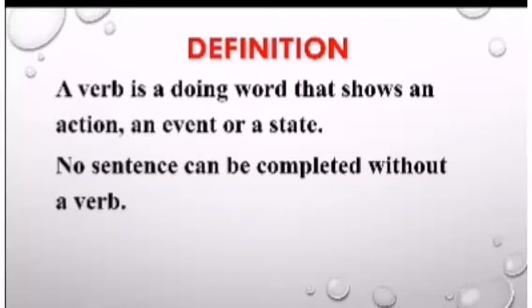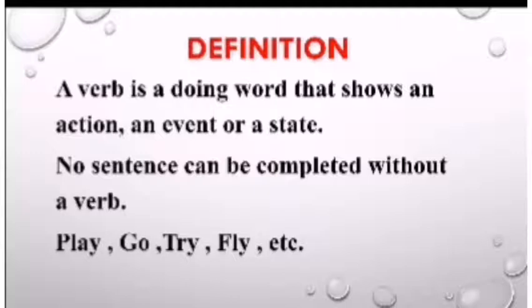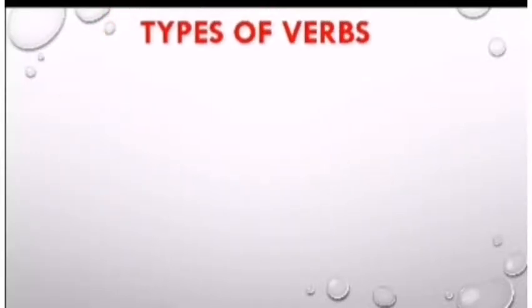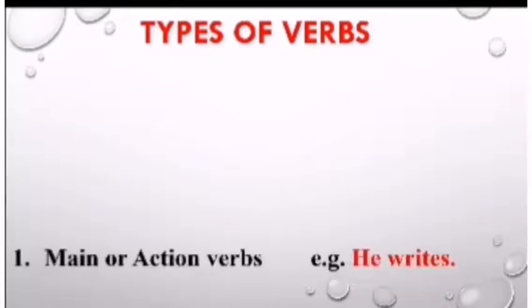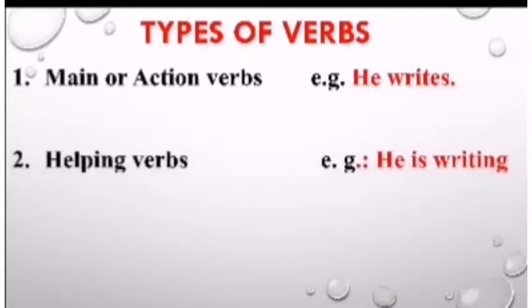No sentence can be completed without a verb. And words, for example, play, go, try, fly, etc. Types of verb. Number one, it's main verb or action verb, which denotes the action that is taking place. So he writes here, write is verb. Then helping verb, as the name suggests, it helps main verb. Example, he is writing, so is helping verb here.